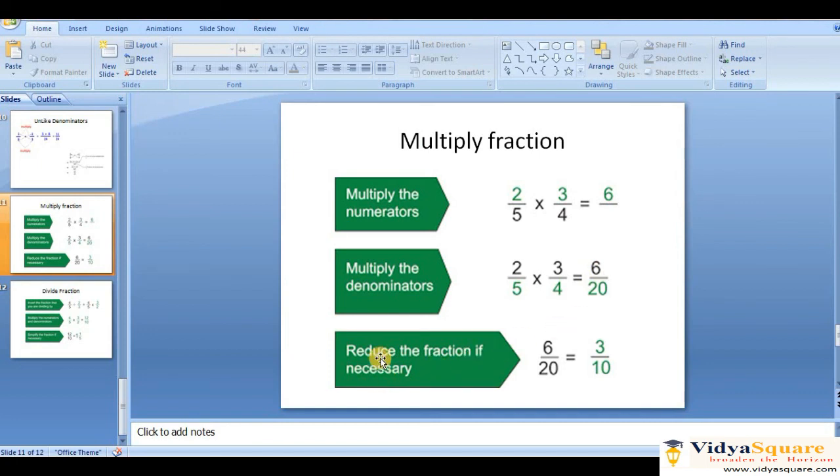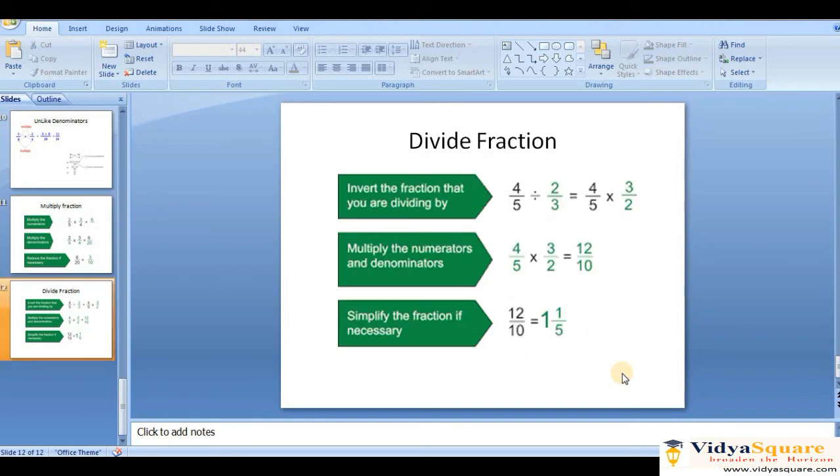The next step is to reduce the fraction if necessary. We need to see whether we can simplify this 6 by 20. Yes, there is a common number which we can divide both 6 and 20 by. It is 2. So 6 divided by 2 is 3 and 20 divided by 2 is 10. So we can simplify this to 3 by 10. So this is the answer. Multiplication is quite simple, right?